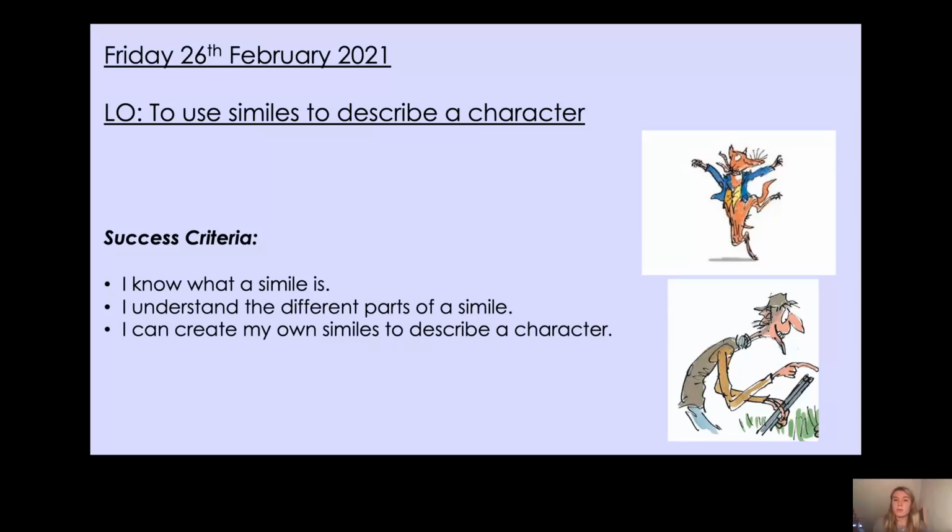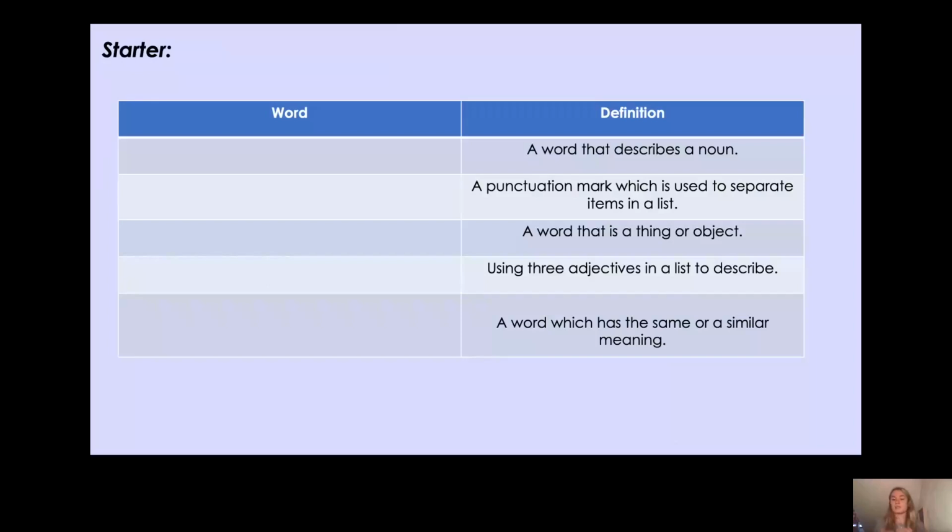Now, before we start looking at similes, over this unit of work, we have looked at lots of different things that we can include in a character description. So here we have some definitions, okay? So a word that describes a noun, a punctuation mark, which is used to separate items in a list, a word that is a thing or an object, using 3 adjectives in a list to describe, and a word which has the same or a similar meaning. Now, what words am I giving the definition for here? Could you pause the video and see if you can work out which words I'm defining?